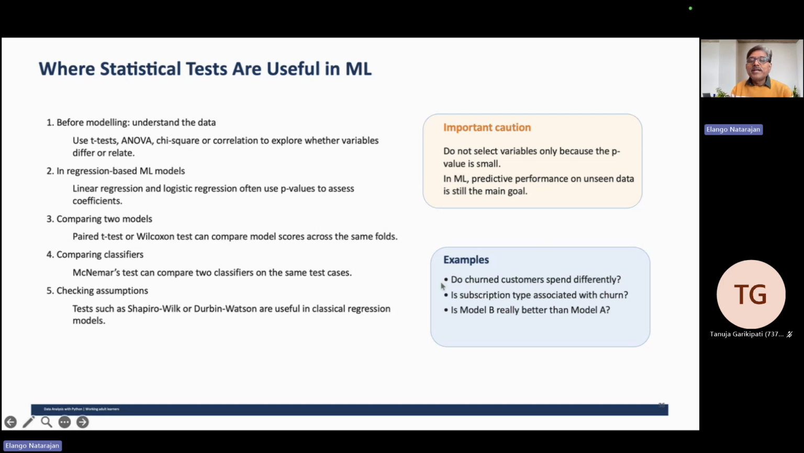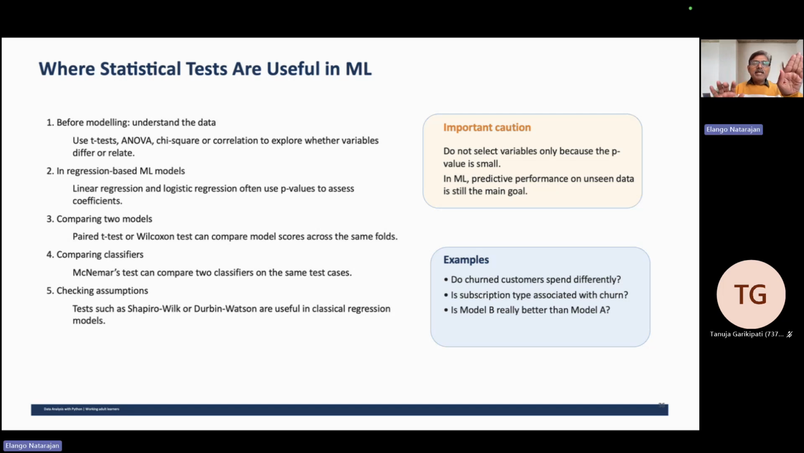For example, I just put an example here. Do churned customers spend differently? That means the bank has customers spending money. Some customers stop spending money, they disconnect themselves. Then after some time they come back for transactions. These are churned customers, and they start spending money. Now the bank may be interested to see how the churned customers do their transactions. Is it different from previous or the same?